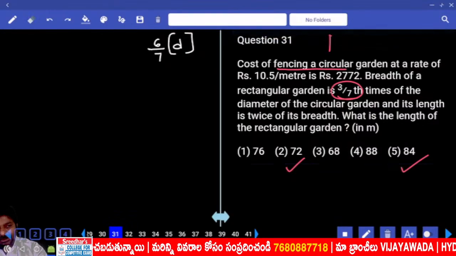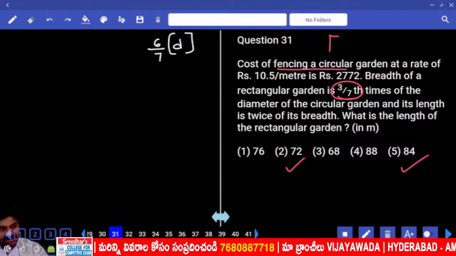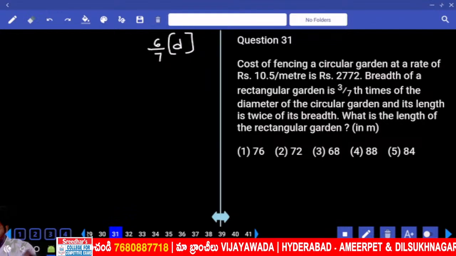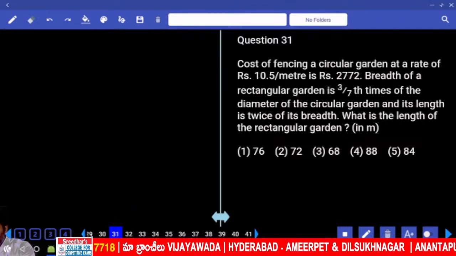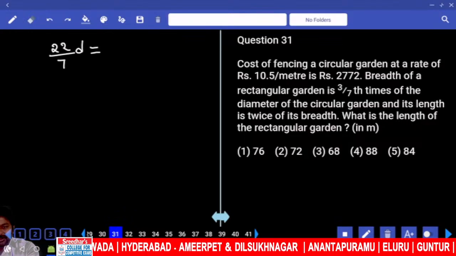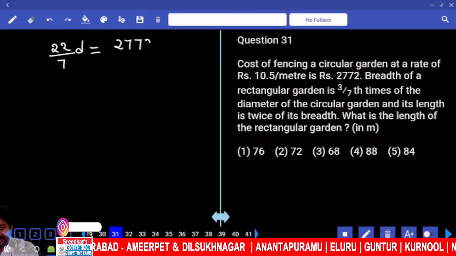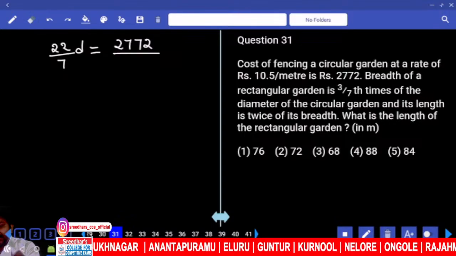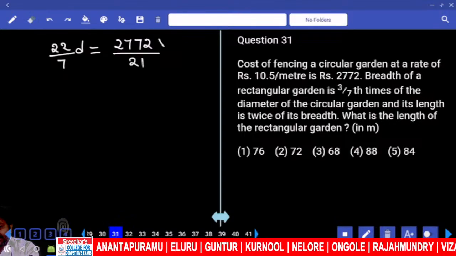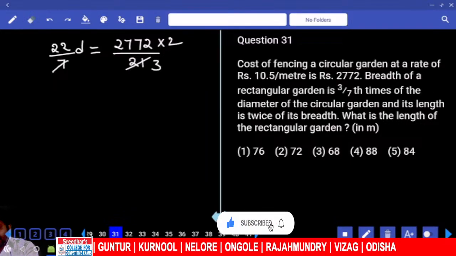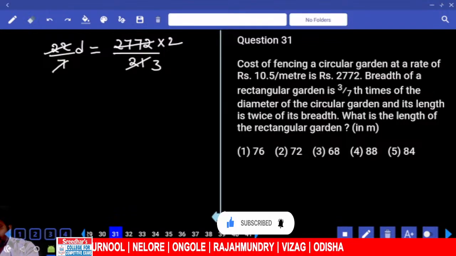Fencing is done for the perimeter only, which is of circular shape, right? Circle perimeter is 2 pi r, or I can even say pi d also. And the total cost is mentioned as 2772 at the rate of 10.5 rupees per meter. 10.5 I'll write as 21 divided by 2. 7 3 times here. Cancellation with 22.